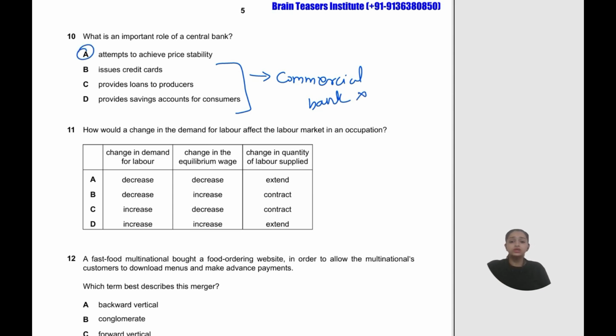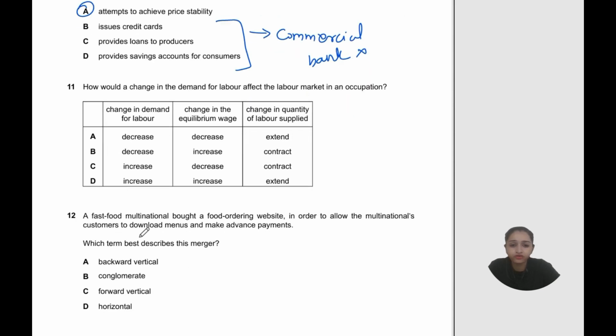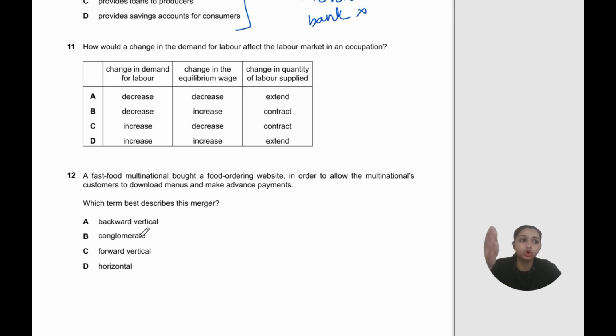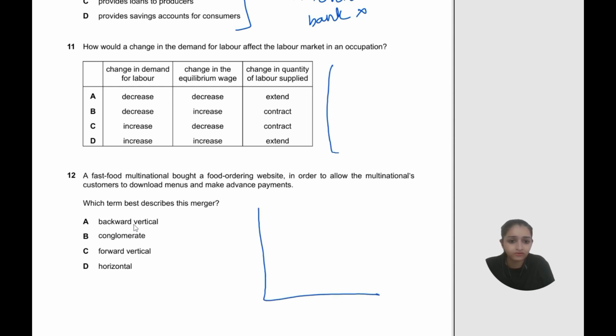11th question, how would a change in the demand for labor affect the labor market in any occupation? Now look at this question again, something which is asking you to evaluate a lot of things. When you don't know what to do, always remember the quickest and the safest way to do any of these questions is to draw the diagram or the graph roughly and try to attempt them. So let's look at this change in demand for labor. I know that the demand for labor is increasing or decreasing. So what I am going to do is create two graphs here.